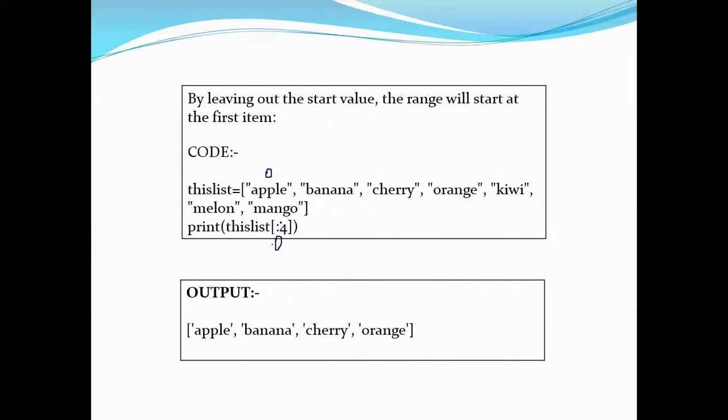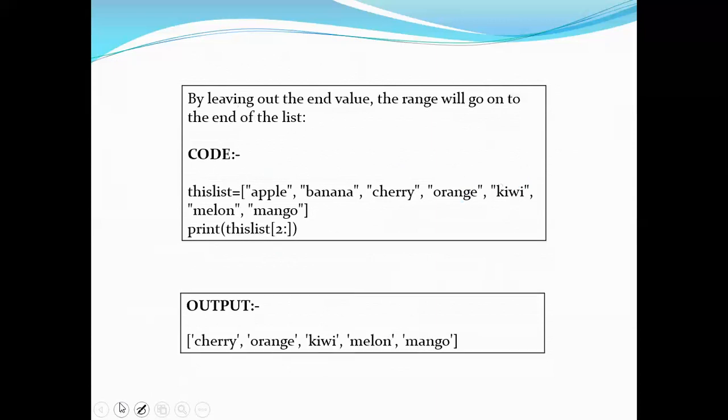So you said the slice should be :4. You didn't specify the start index, so we will take it as 0:4. So it will take apple, banana, cherry, orange, but the fourth thing, kiwi, will not be considered because it is the last index. So it will be up to orange, right? So this is with respect to slicing when I don't specify the start index in the range.